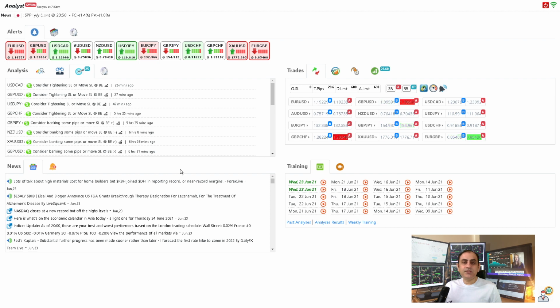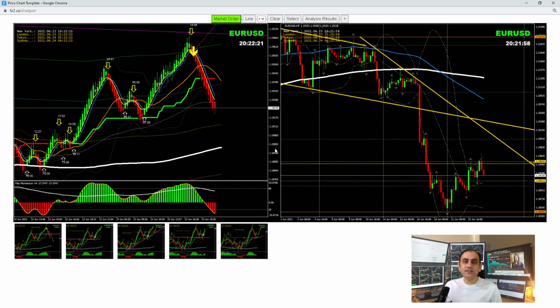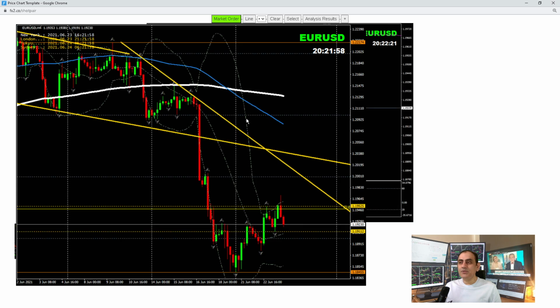Let's dig into the three major currency pairs: EURUSD, pound dollar, and dollar CAD. If you look at the EURUSD, just a recap, guys, we do intraday analysis. We analyze in the 4 hour and then we refine our entries and exits in our intraday system. So let's dig into the 4 hour.